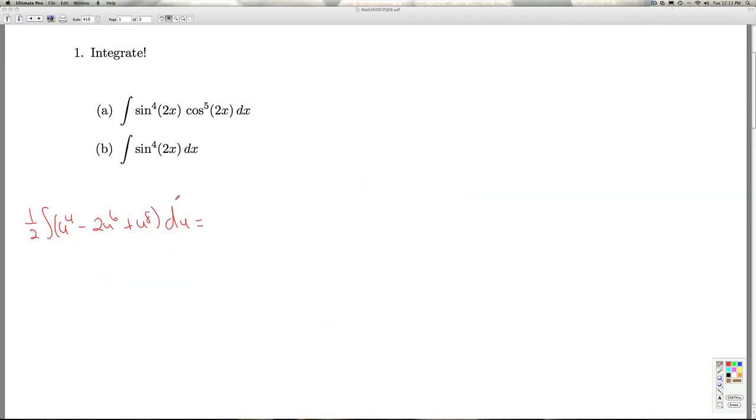Okay, so here we go. U to the fourth, integrate that, I get u to the fifth over 5, but I've got a 1/2 there waiting to make that 1/10 u to the fifth minus, I've got a u to the sixth, that gives me u to the 7 over 7. I've got a 1/2 to cancel out that 2, so 1/7 u to the 7th, plus I get a u to the 9th over 9, so I've got a 1/2 there, that's 1/18 u to the 9th, plus c.